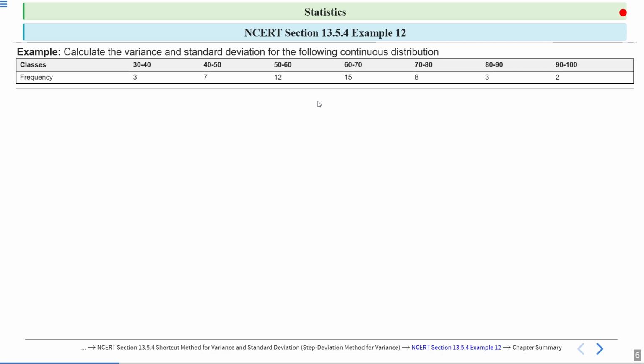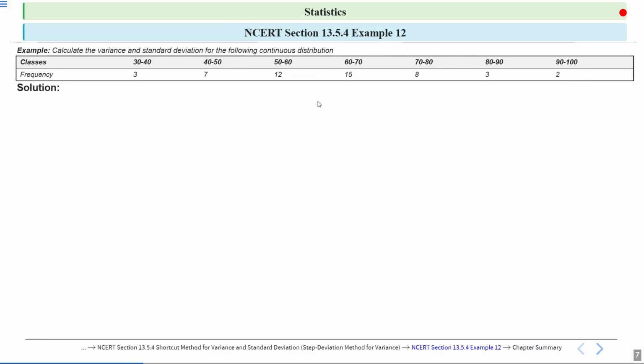This question asks us to calculate two things: one, variance, and another, standard deviation for the data set. First of all, try it yourself. How would you approach this example? Then see the solution.